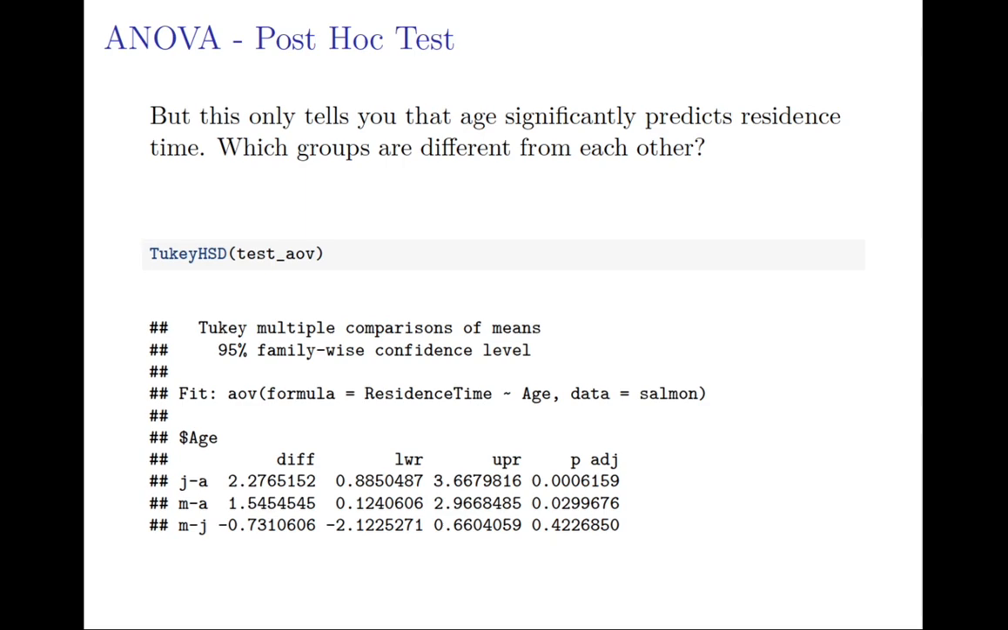So we're going to do a Tukey test, Tukey HSD, and here that does all comparisons. And here you can see that juveniles and adults are significantly different from each other. And so are moderate-aged individuals and adults. But moderate-aged and juveniles are not different from each other based on that p-value column.